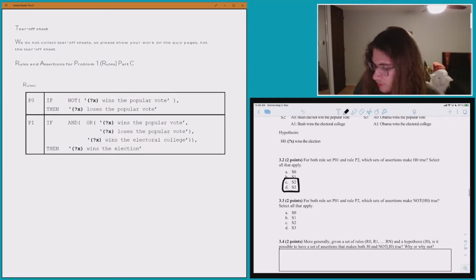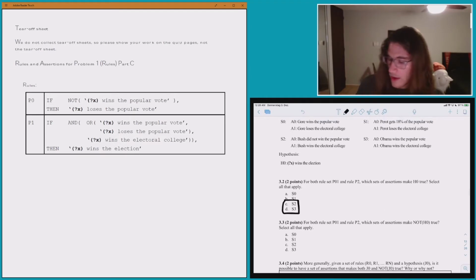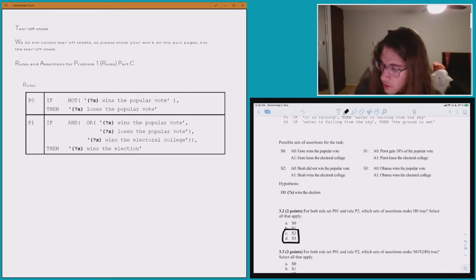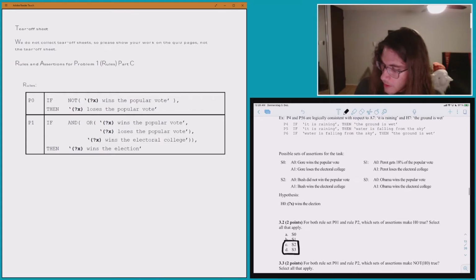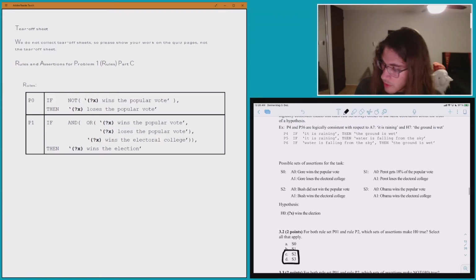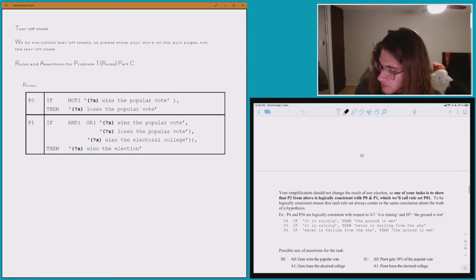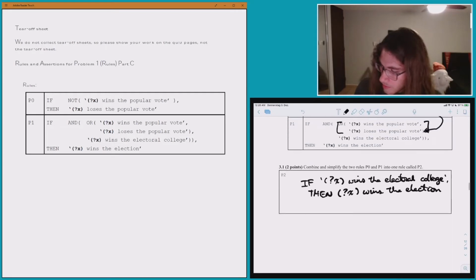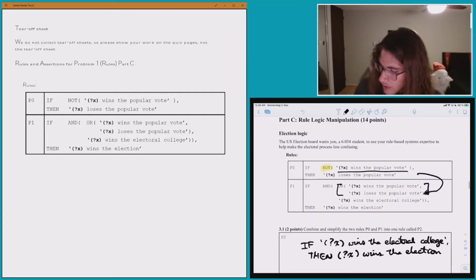So which sets of assertions make not H0 true? What that means is it's not that they would produce the assertion X loses the election, it's that they would fail to produce X wins the election. That's the kicker. And in that case, it's S0 and S1, because even though they have Gore loses the electoral college, Perot loses the electoral college, they do not match with either P2 or P0 or P1.